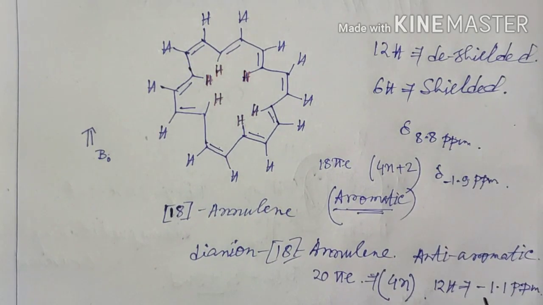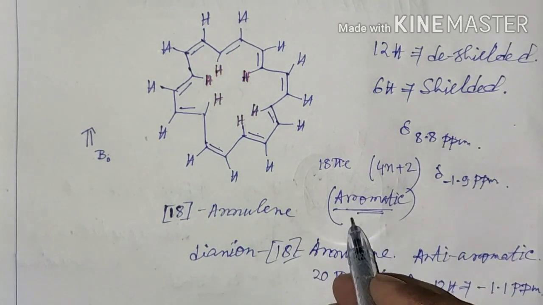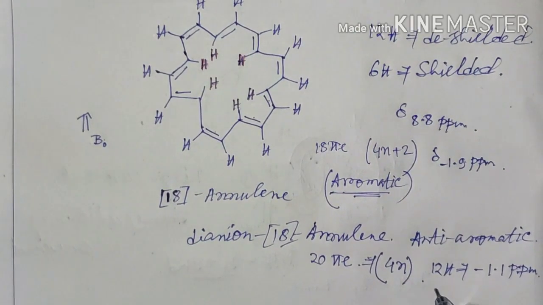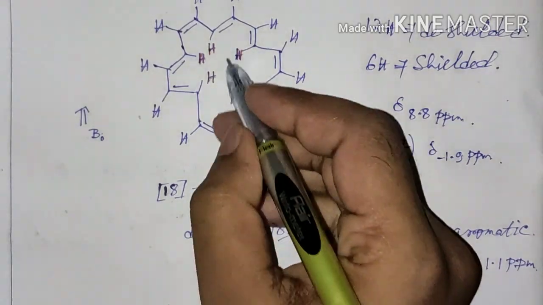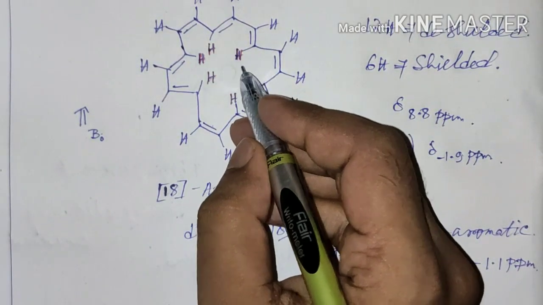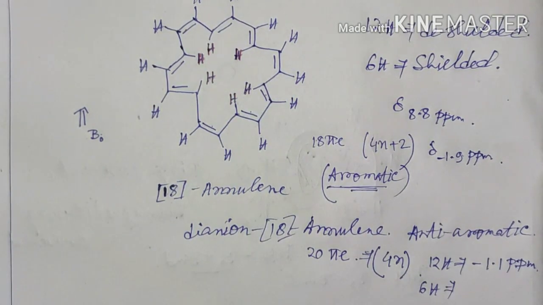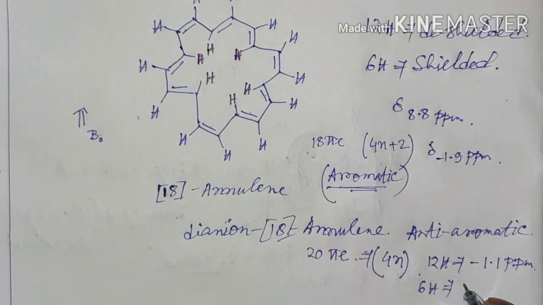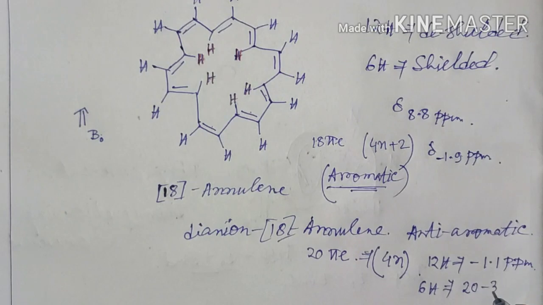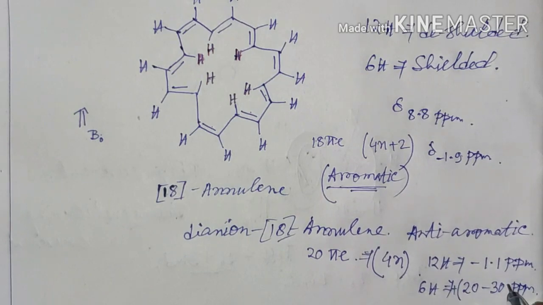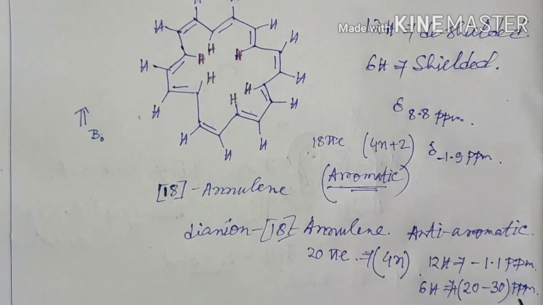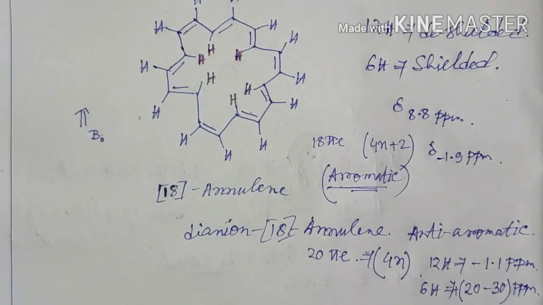The nature is just the reverse of the aromatic case, and the inner 6 hydrogen atoms will feel a greater magnetic field, and they will be highly deshielded, and they resonate within 20 to 30 ppm. It is plus, within 25 to 30 ppm value.